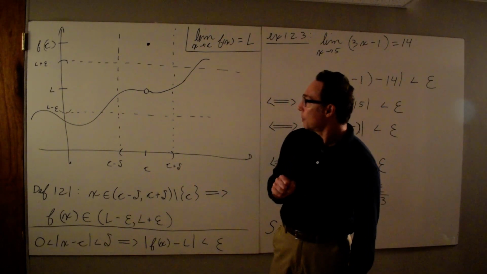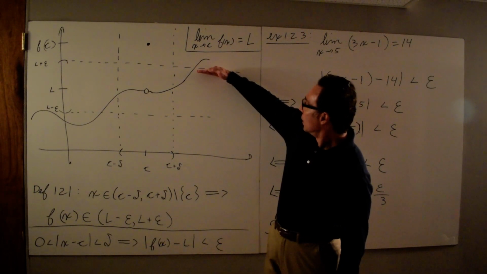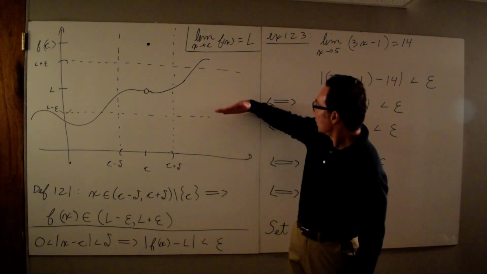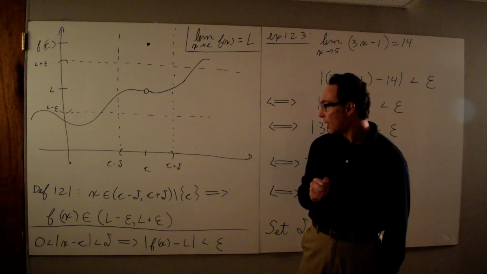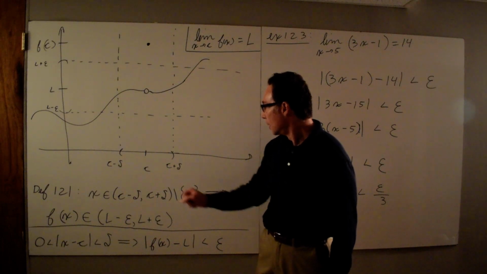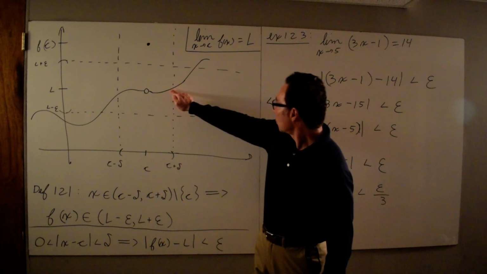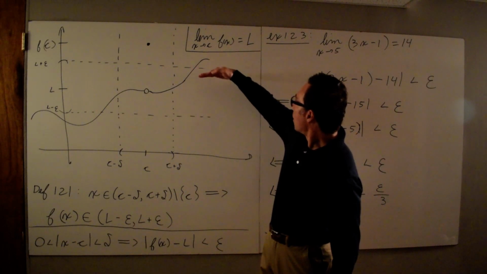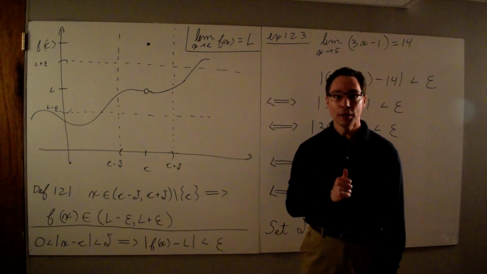And so what's happening is we have this L minus epsilon to L plus epsilon, so we're looking at all the points within epsilon of L. And we want to get our function values in this band right here. How do we do that? By getting x in this interval, not including the c. So if x is here or here, where is f of x? Well, it's between here and here, so it is within L minus epsilon to L plus epsilon. So this is the picture of the epsilon delta definition of limit.